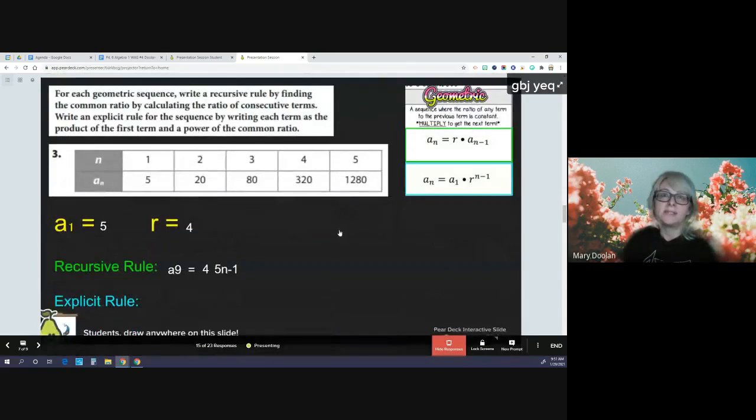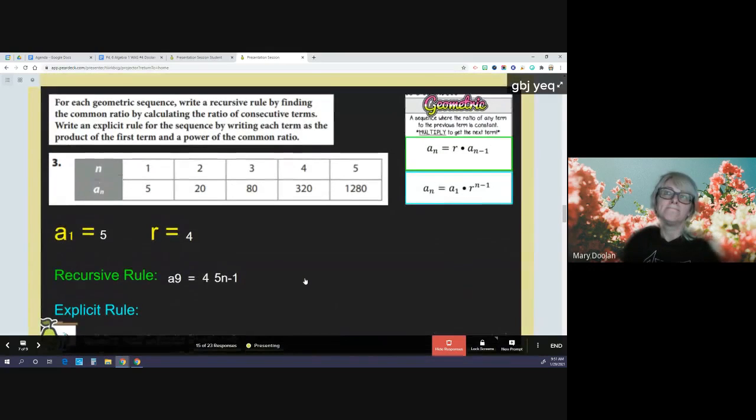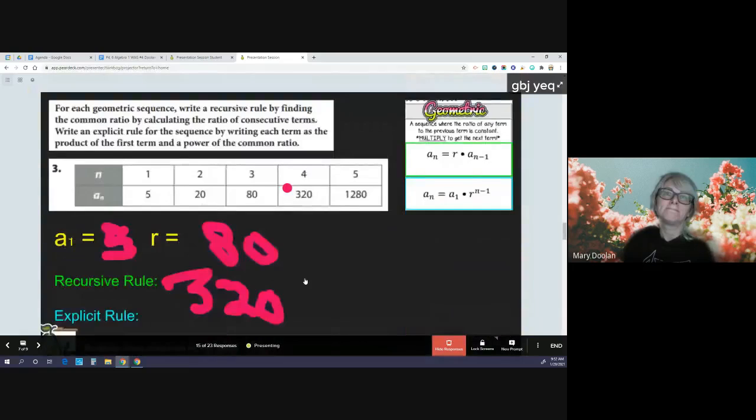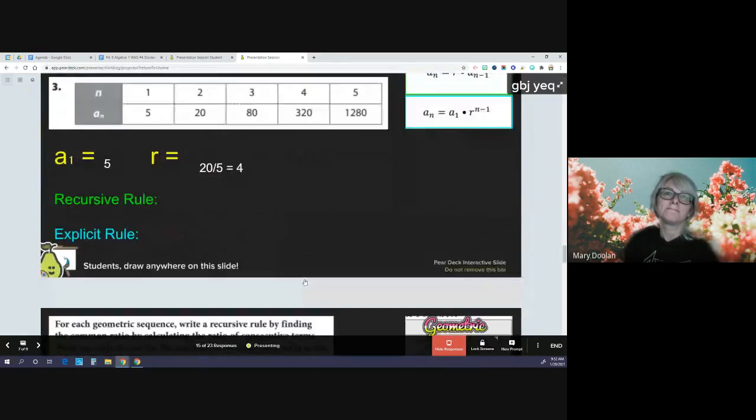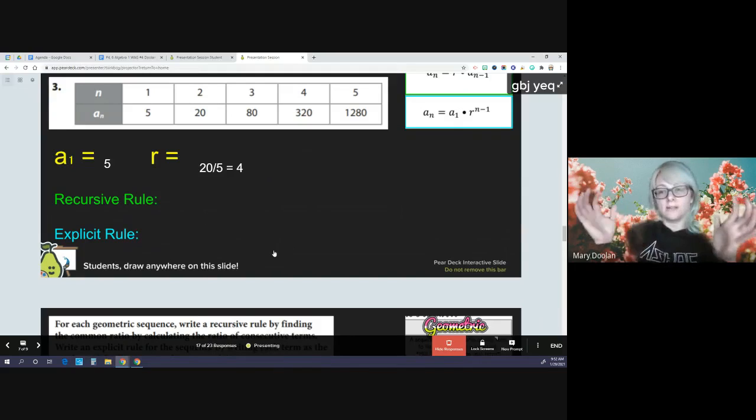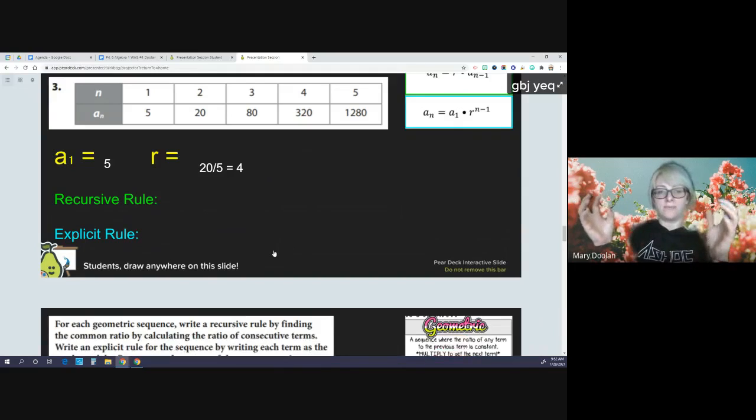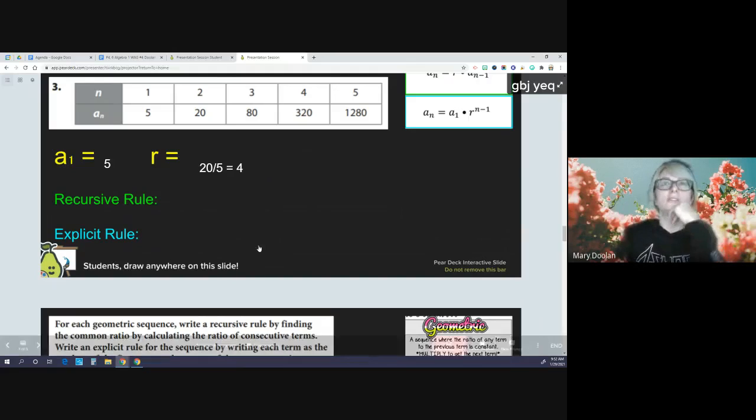A sub 9. Okay, 5, 4. So, we got this part down. We could figure out what is a sub 1. We could figure out what is the ratio. So when you do the HMH assignment today, and you have to write these rules out, it'll be a little bit easier because you're going to have the skeleton of the formula there. What you need to do is fill in the blanks. You're basically filling in a sub 1 and r.